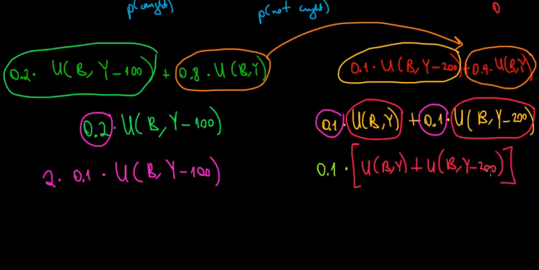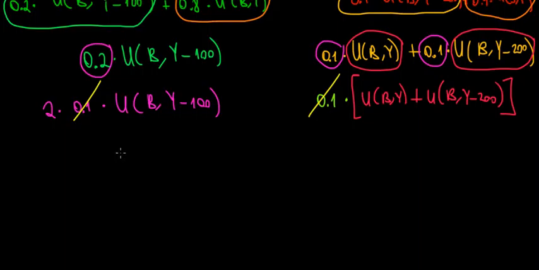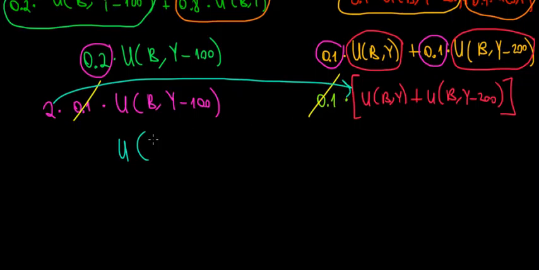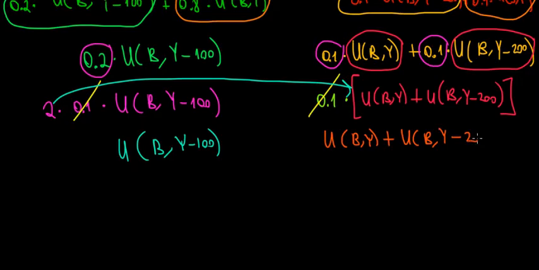Okay. We got that. What can we do now? We can cancel out something. So we can cancel out the 0.1 on both sides, right? Now what we're going to do is divide both sides by 2 so that we can get rid of this 2. What do we have as a result? Well, we will have the utility of b and y minus 100, and on this side we will have the utility of b and y plus the utility of b and y minus 200, divided by 2.